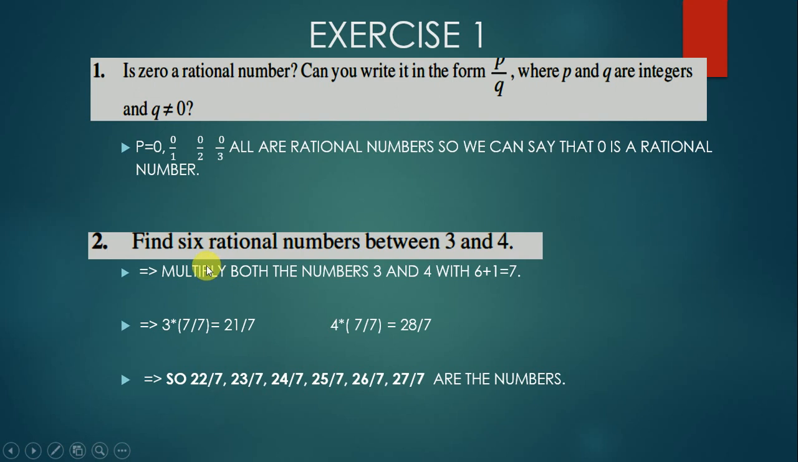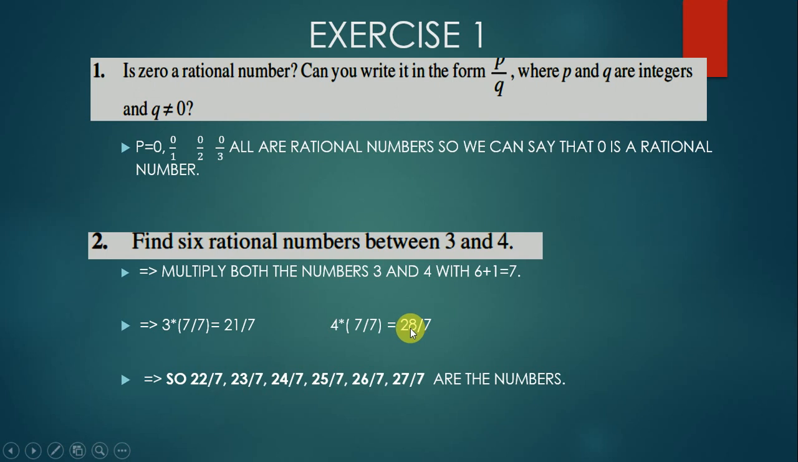Our next question. Find 6 rational numbers between 3 and 4. So what we are doing, we will take the number 6 plus 1, that is 7. 7 by 7 is multiplied with 3 and 4. So multiply both the numbers 3 and 4 with 6 plus 1, 7. So it becomes 3 into 7 by 7 and 4 into 7 by 7. You can multiply the numerator parts together, and here also the numerator parts together. So the answer becomes 21 by 7 and 28 by 7.